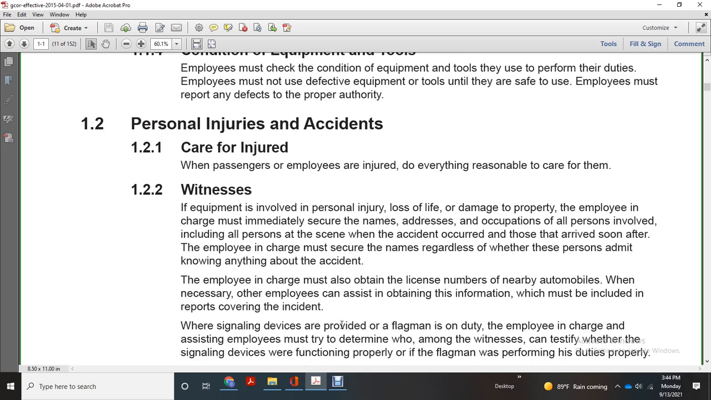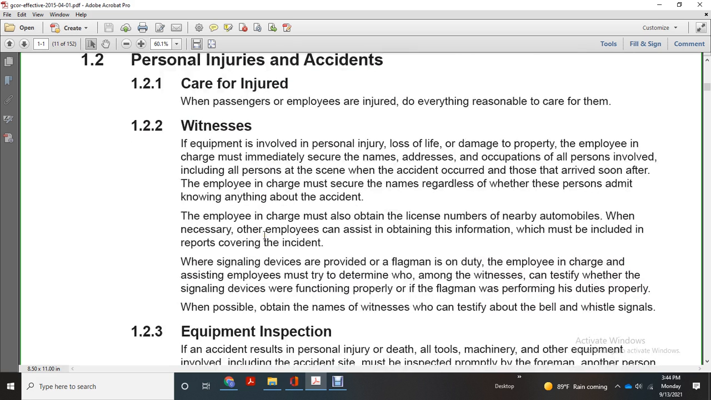The employee in charge must secure the names regardless of whether the persons admit knowing anything about the accident. The employee in charge must also obtain the license number of nearby automobiles when necessary, and assist in obtaining the information, which must be included in the reports covering the incident. When signaling devices are involved, the employee in charge must determine who among the witnesses can testify whether the signal devices were functioning properly and the flagman was performing his duties properly, including the names of witnesses who can testify about bell and whistle signals.